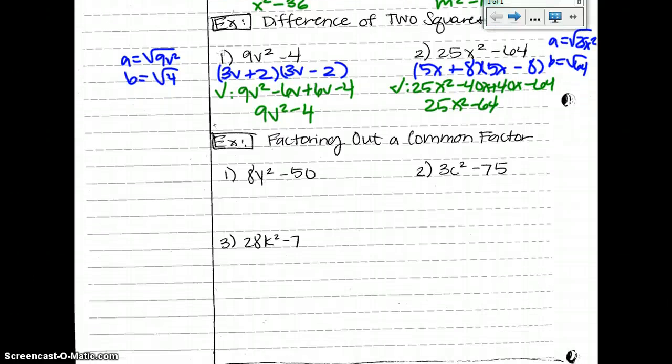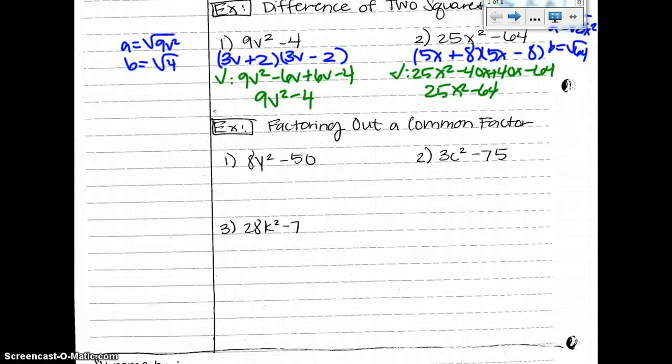Next, we're moving on to factoring out a common factor. And then we are going to do the difference of two squares. Okay, a common factor between 8 and 50 is 2. So I'm going to pull out that 2. Now notice how 4y squared is a perfect square and 25 is a perfect square. A equals the square root of 4y squared. B equals the square root of 25.